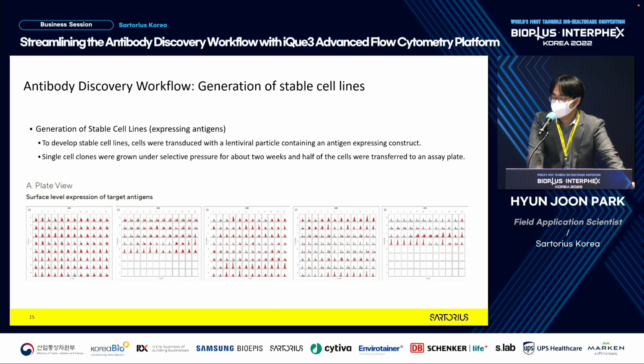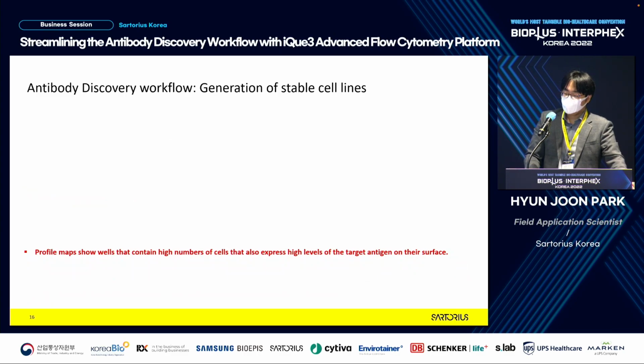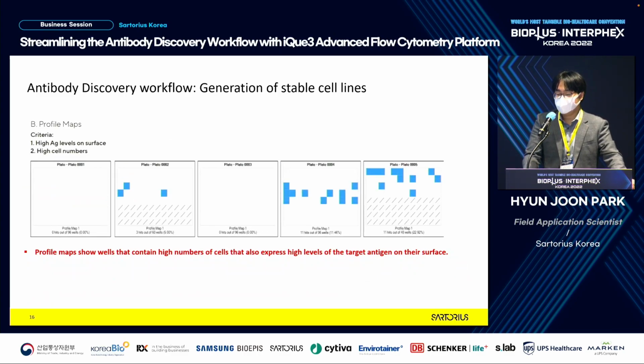As you see from the slide, we have 5 plates, and this is 384, and you have one quick look at all these 5 plates. Now you can look at the required antigen and see whether they have good expression of the wanted cell lines.